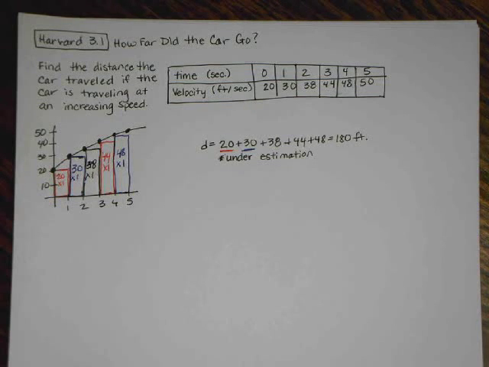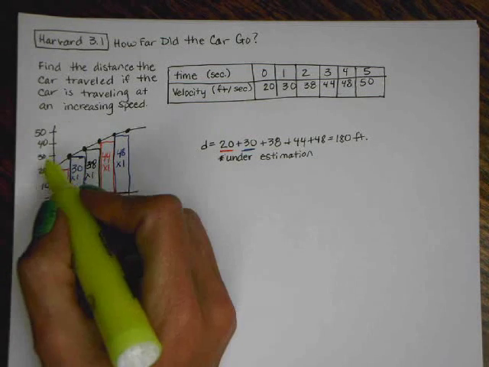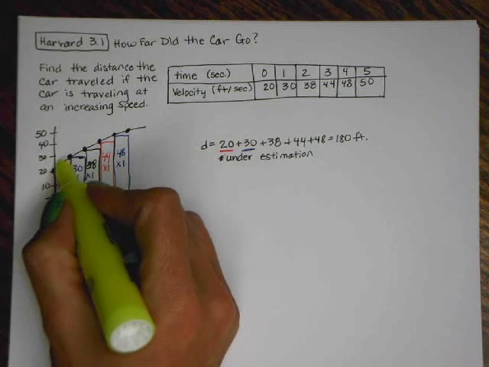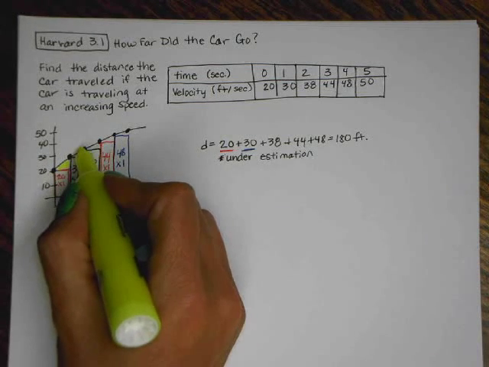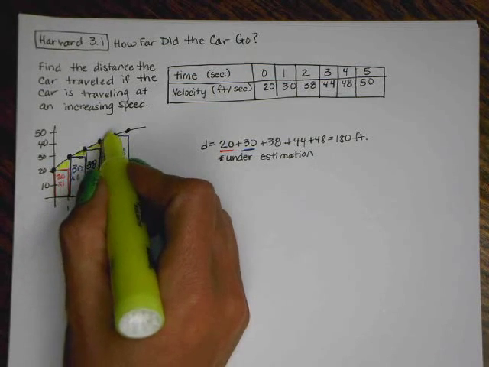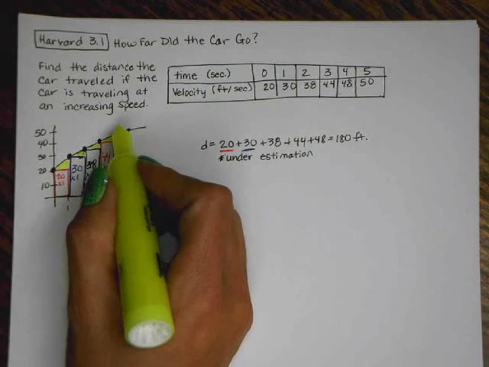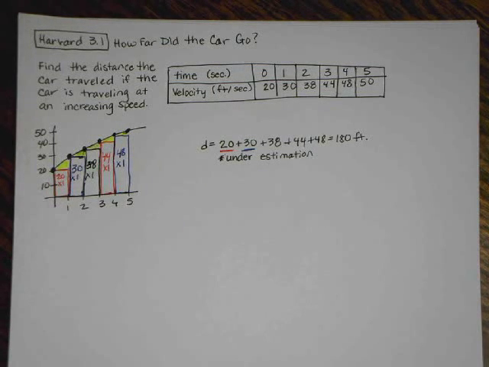Now it is, and here you can see, an underestimation. Exactly why? Because all of these little triangle shapes weren't accounted for in my area, because I was just estimating. And again, this is why it's an underestimation, because the area of all those rectangles is less than the actual area under the curve.